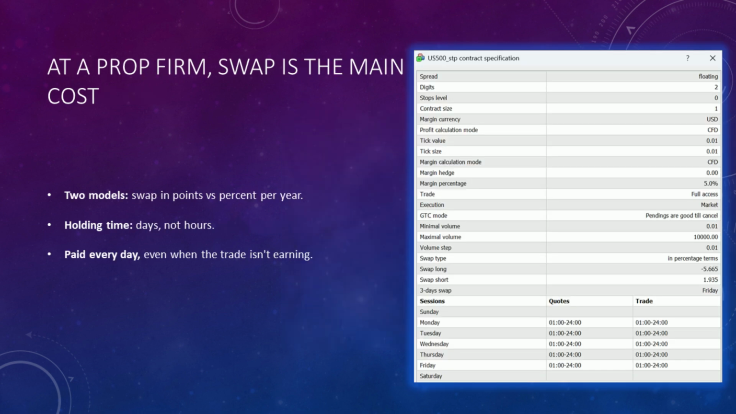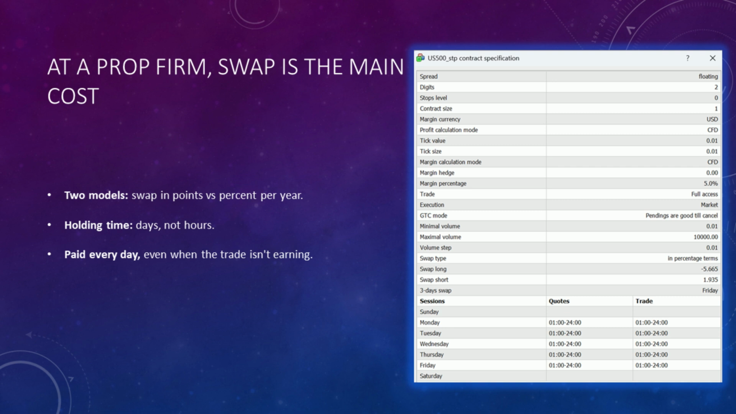When I pulled up the prop firm's contract specification, I found that it quotes the swap on long positions in points per day. My own calibrated broker profile was working with a swap in percent per year. Those are 2 different cost models, and they don't convert with a simple coefficient.